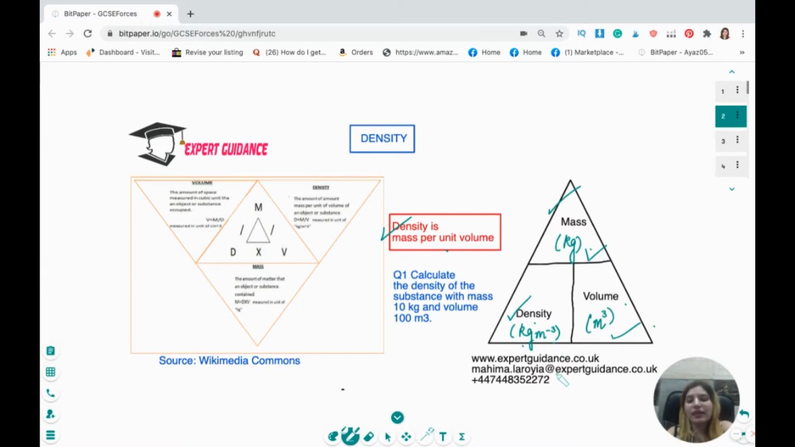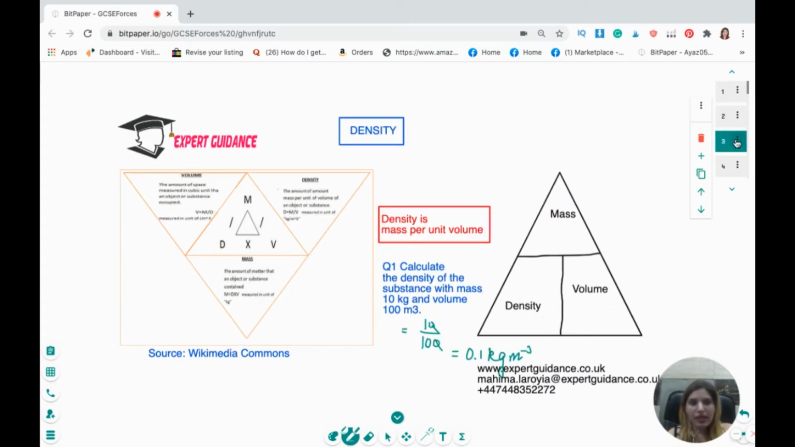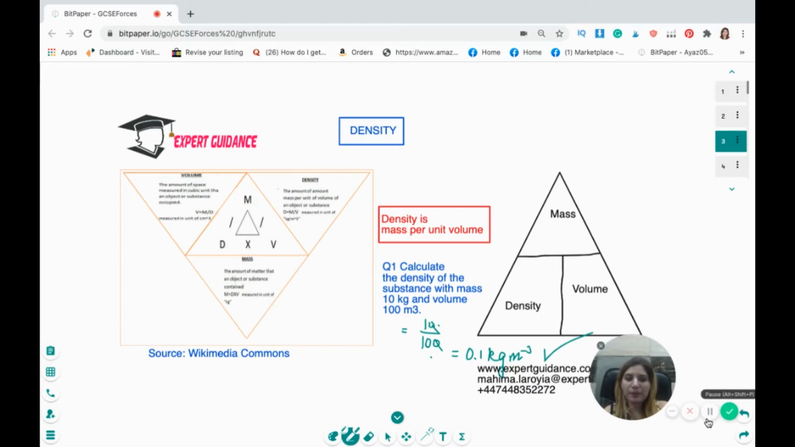Now, in the exam, they can ask you to find the density, or they'll give you the density and ask you to find the mass. To find the mass, you'll be doing density times the volume. Or in case they ask you to find the volume, you'll be doing mass over the density. So let's look over an example. Calculate the density of a substance with the mass of 10 kgs and volume 100 meters cubed. Density is mass over volume, so we'll do 10 over 100, which will be 0.5 kilograms per meter cubed.